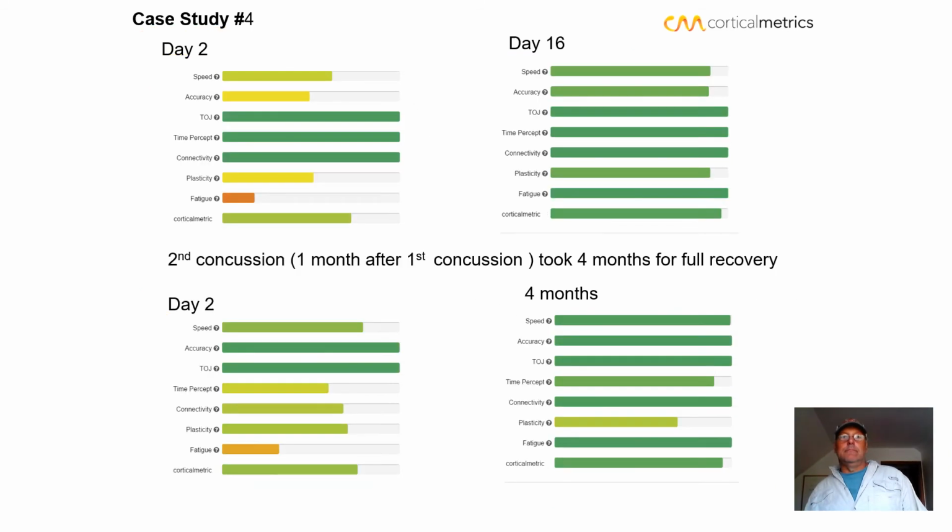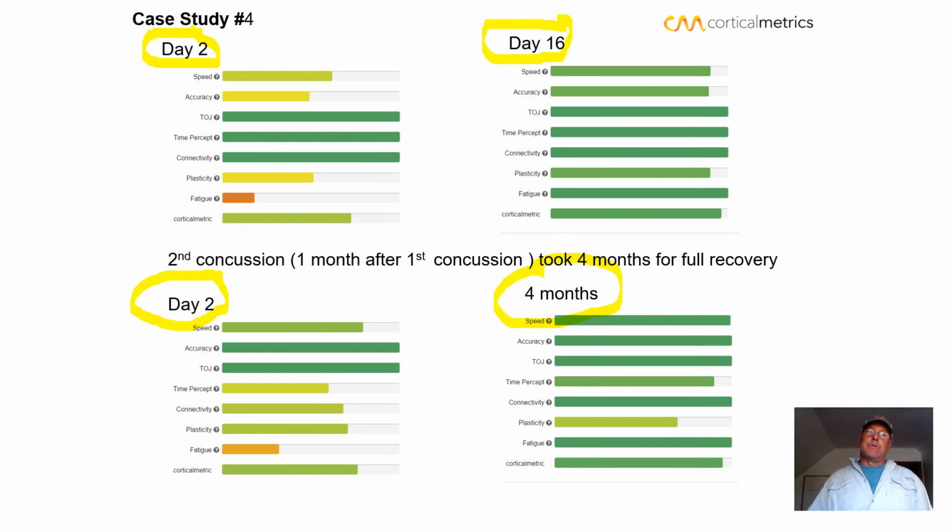Case study 4 is an interesting look at somebody who had a couple of concussions. Day 2 post-concussion versus day 16, where they completely recovered, but then they got another concussion a month later. Day 2 looked pretty similar to day 2 on the first concussion, but it took a really long time to recover. It took 4 months for full recovery. We didn't plot all the data in between, but it generally takes much longer to recover from a second concussion, especially if it's fairly close to the first.